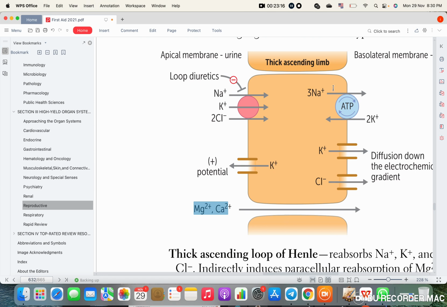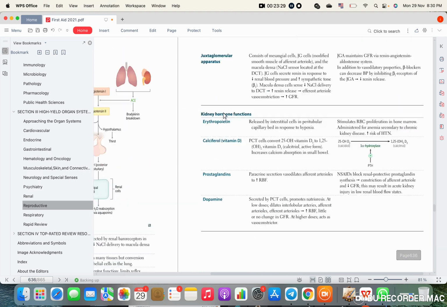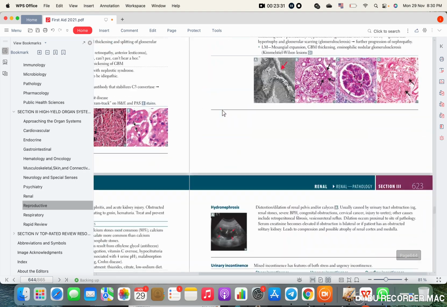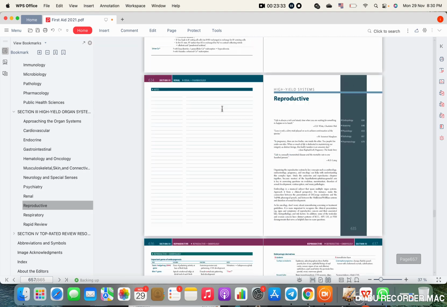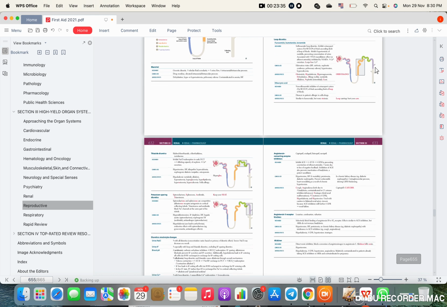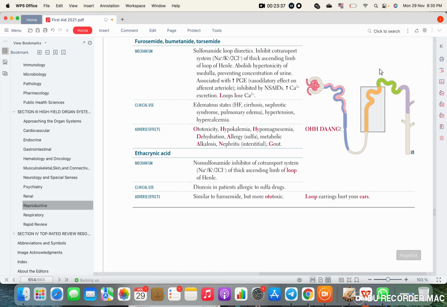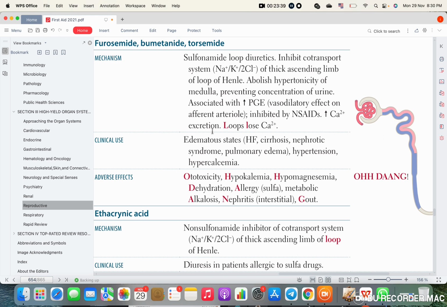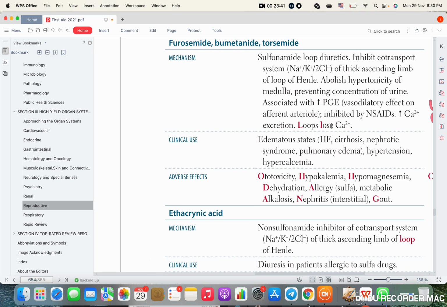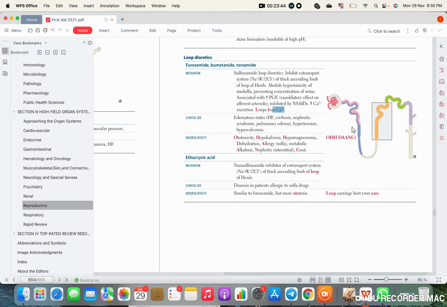But if this pump is not working, will the calcium and magnesium be absorbed or go to the urine? Urine. They will go to the urine. So you will have hypomagnesemia and you will also have hypocalcemia. Okay, so let's take a look here. They mention that you will have a loss of calcium.